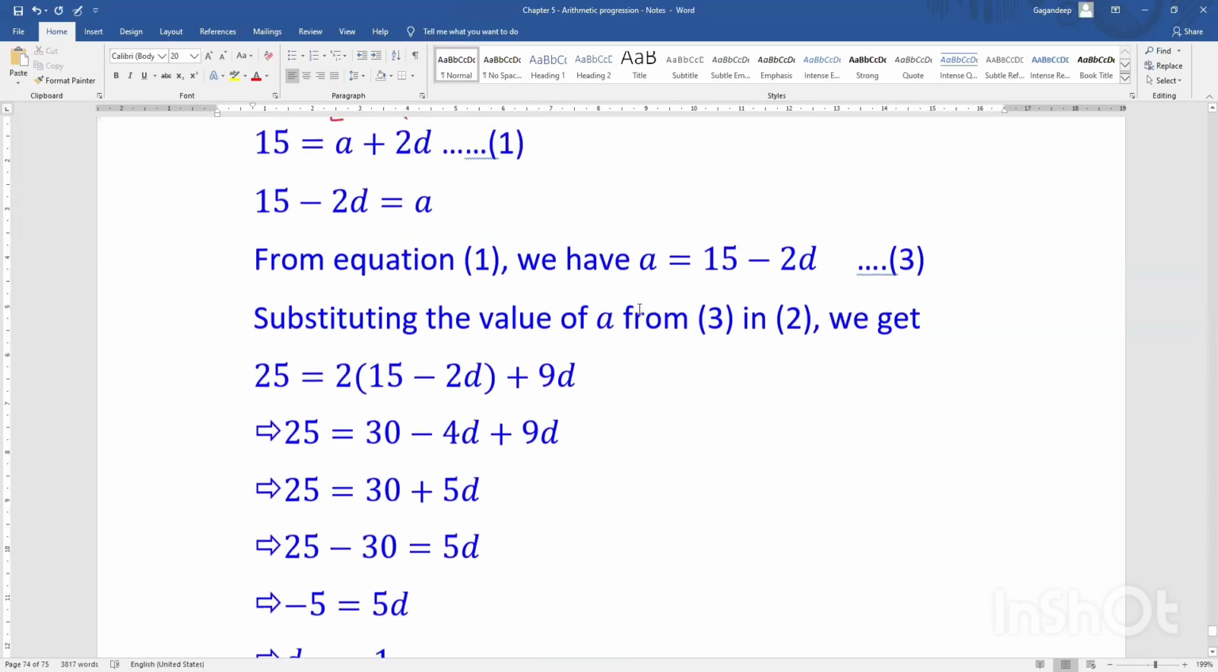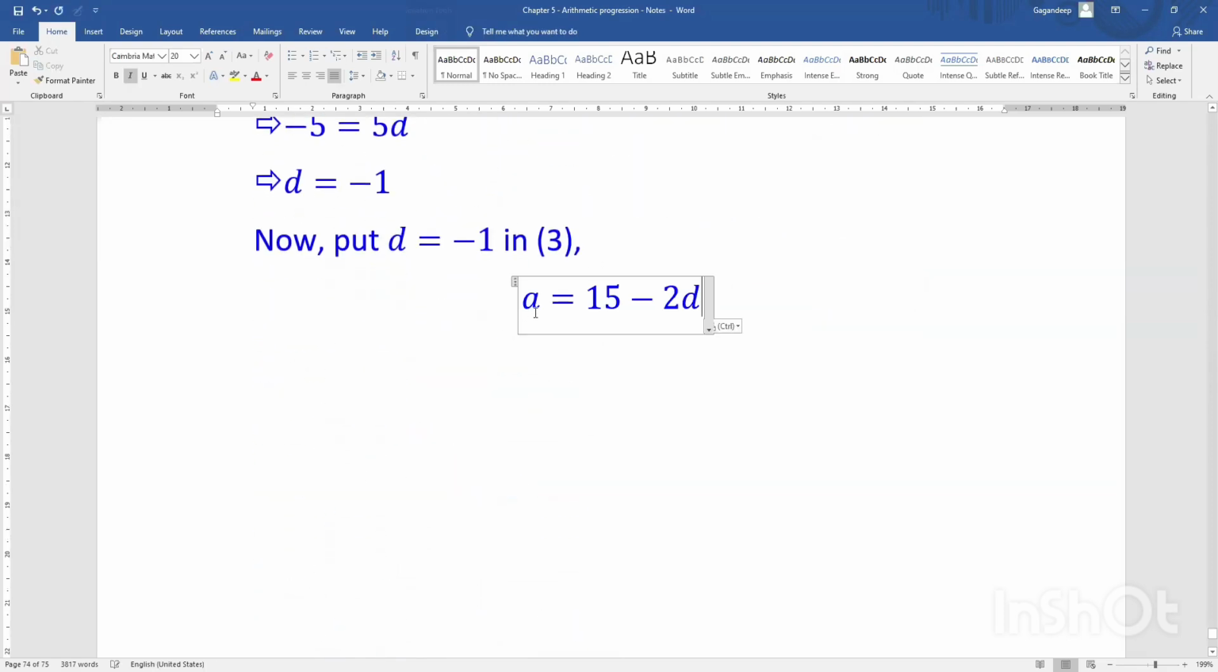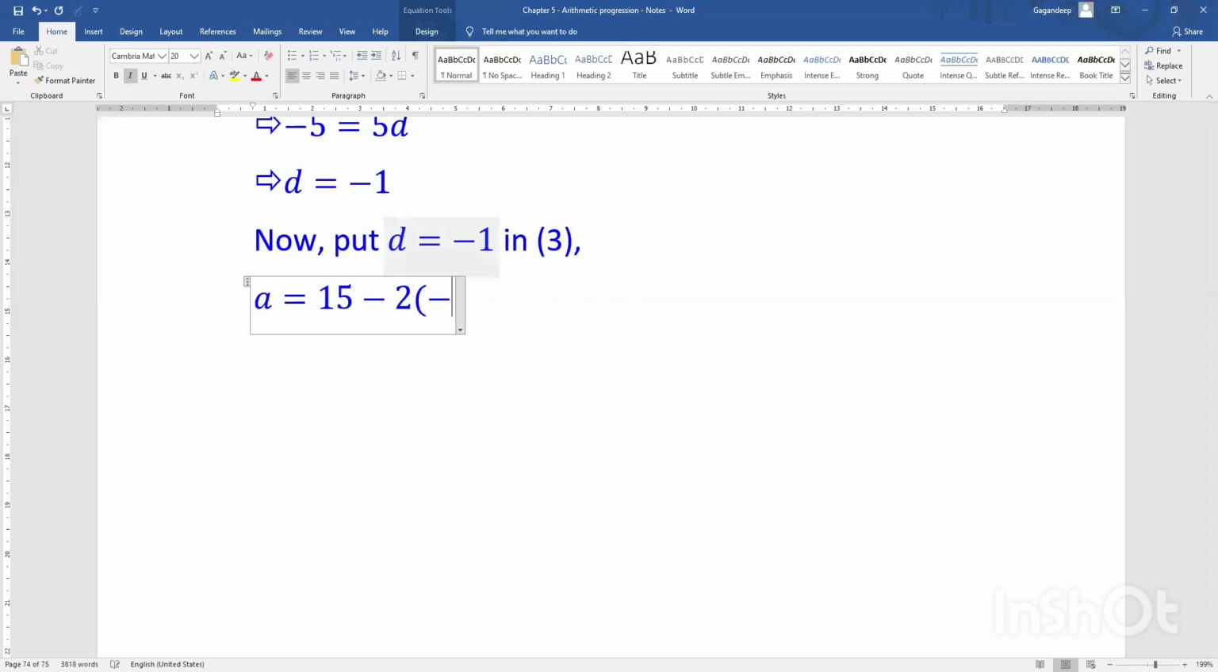Where is the equation? Let me show you. So here is equation 3. Let me take that here, and then I put D as minus 1. So when you put minus 1, make sure that you put bracket. So it is equal to 5, 2 into minus 1 is minus 2, minus 2 into minus 1 is plus 2. So 15 plus 2, it will be equal to 17. Okay.